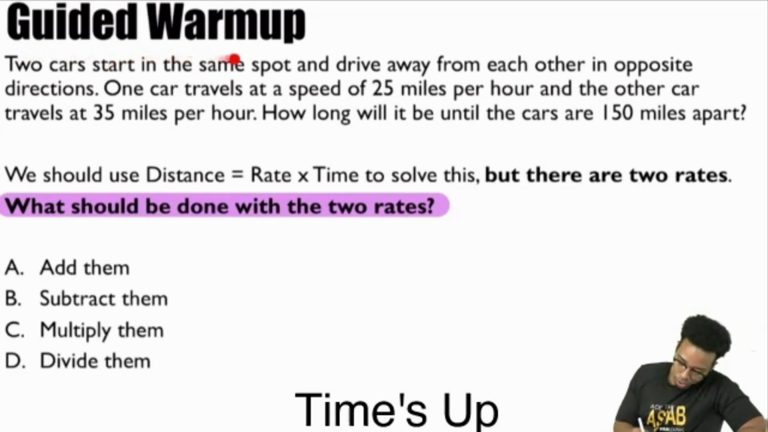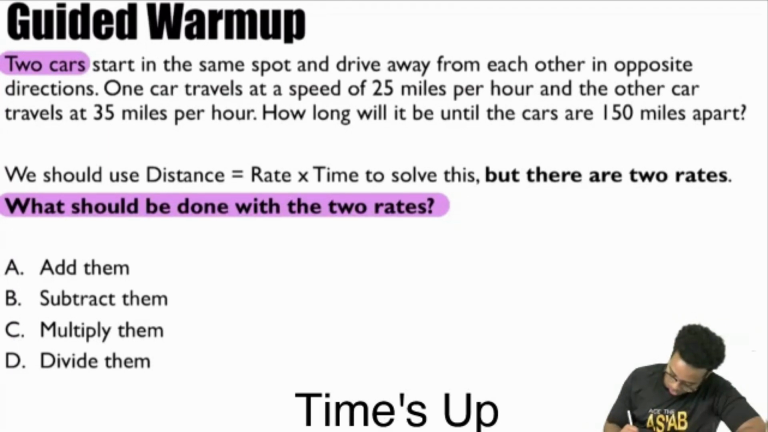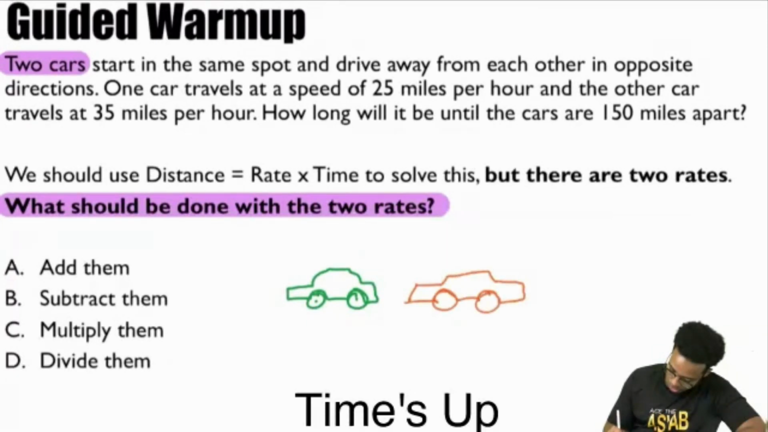Two cars start in the same spot and drive away from each other in opposite directions. It's right here. Two cars. Let's go ahead and draw that out. So if we just go ahead and think about it, we have car one over here. I'll just go ahead and draw this like beaten up Taj Mahal looking car, but there it is, cool. And then we have another car right over here. This guy's driving an old Cadillac. All right, cool and sweet.